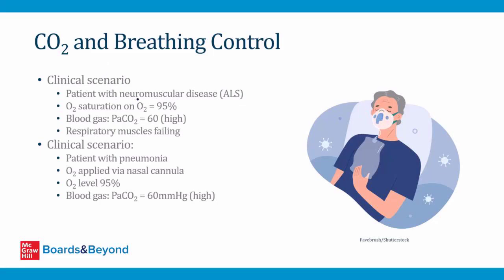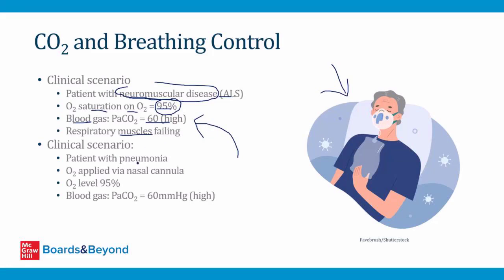The first one is, let's imagine a patient who has neuromuscular disease like ALS, and their oxygen saturation is 95%, but they're receiving oxygen supplementation, maybe through a mask like this man here or a nasal cannula. Because of the oxygen supplementation, their oxygen level is normal, but what's their CO2 doing? Well, if you do an arterial blood gas, their CO2 is 60, which is high. And this tells you the patient must be hypoventilating. And why do patients with neuromuscular disease hypoventilate? That's because their respiratory muscles are failing. So in patients who have advanced neuromuscular disease, they often get a blood gas performed to determine whether or not they have enough respiratory muscle strength to maintain their ventilation.